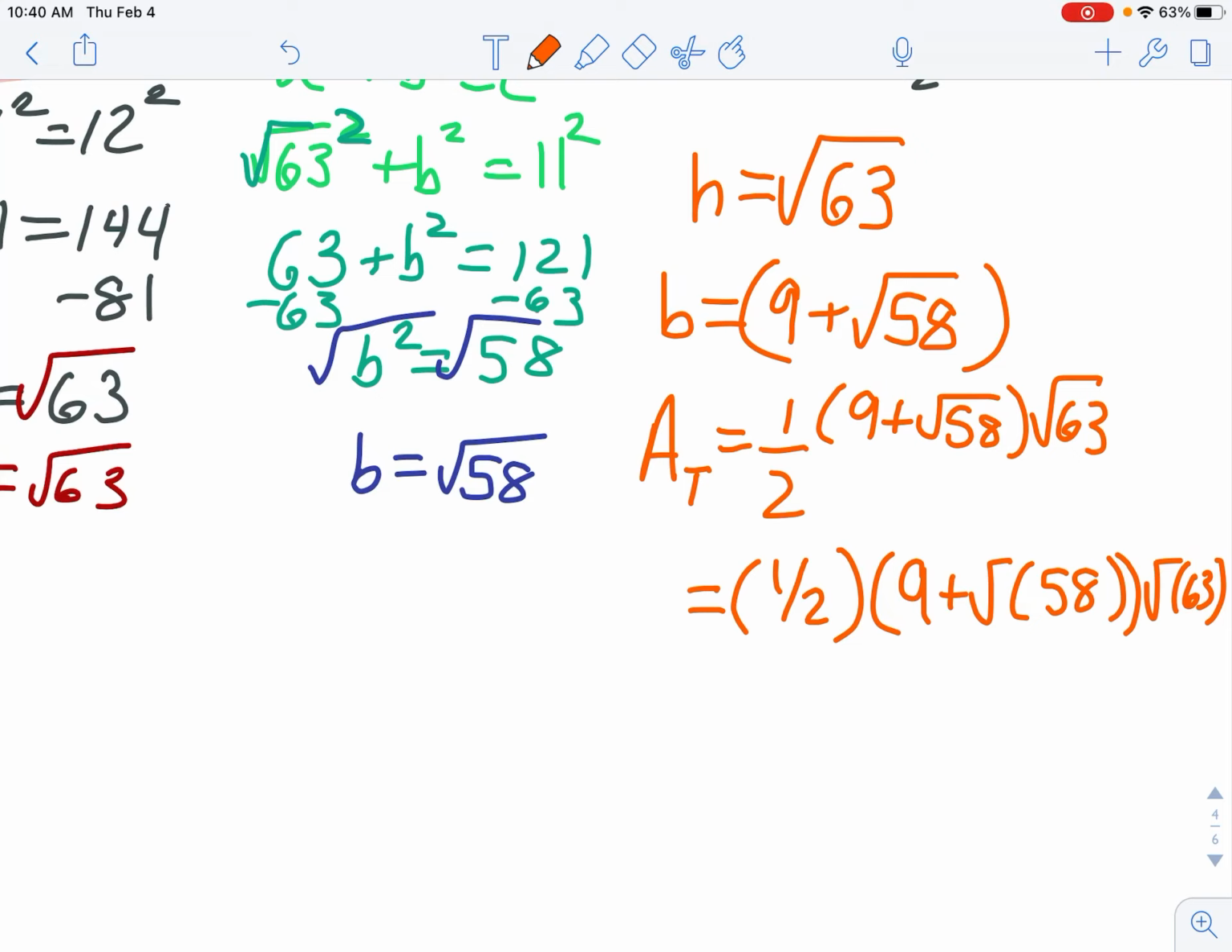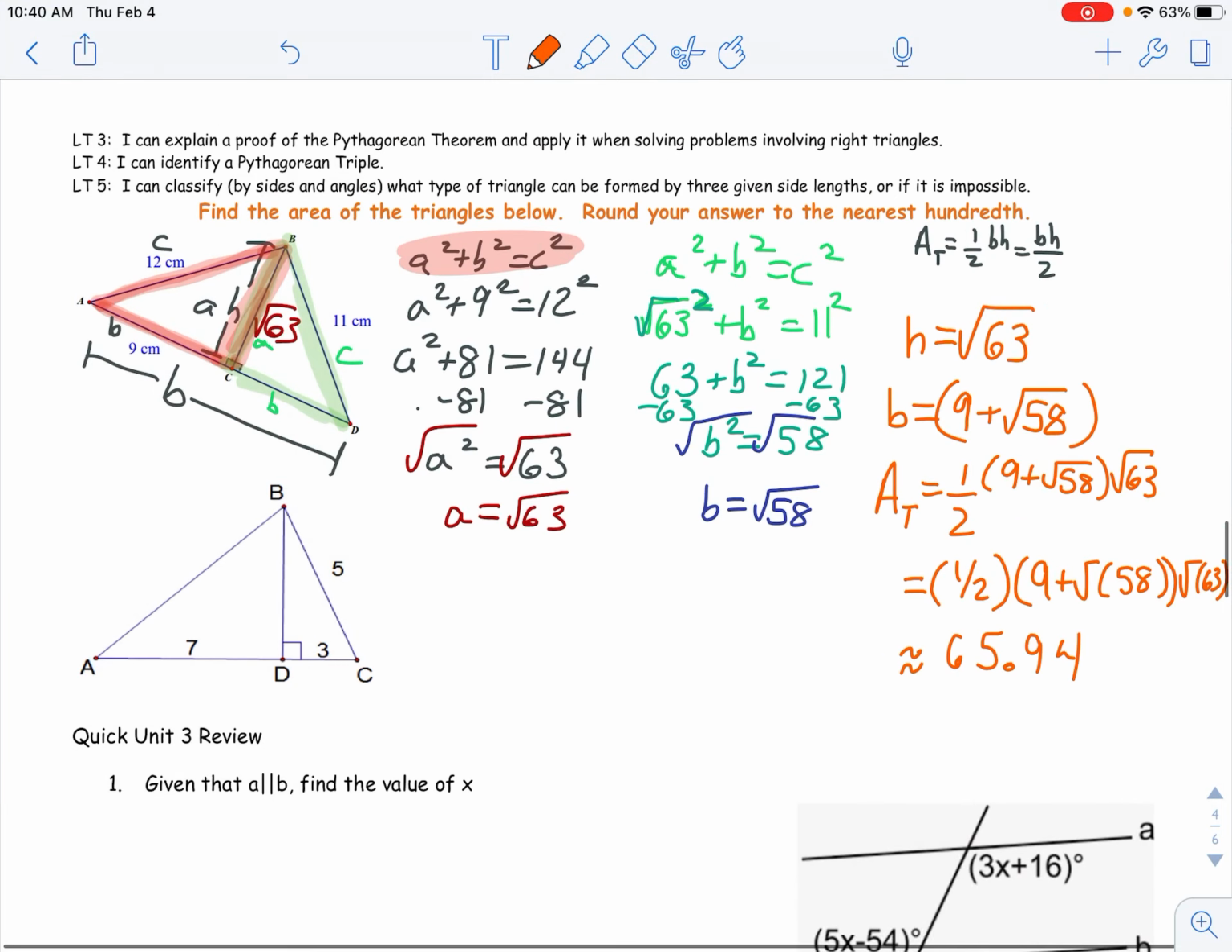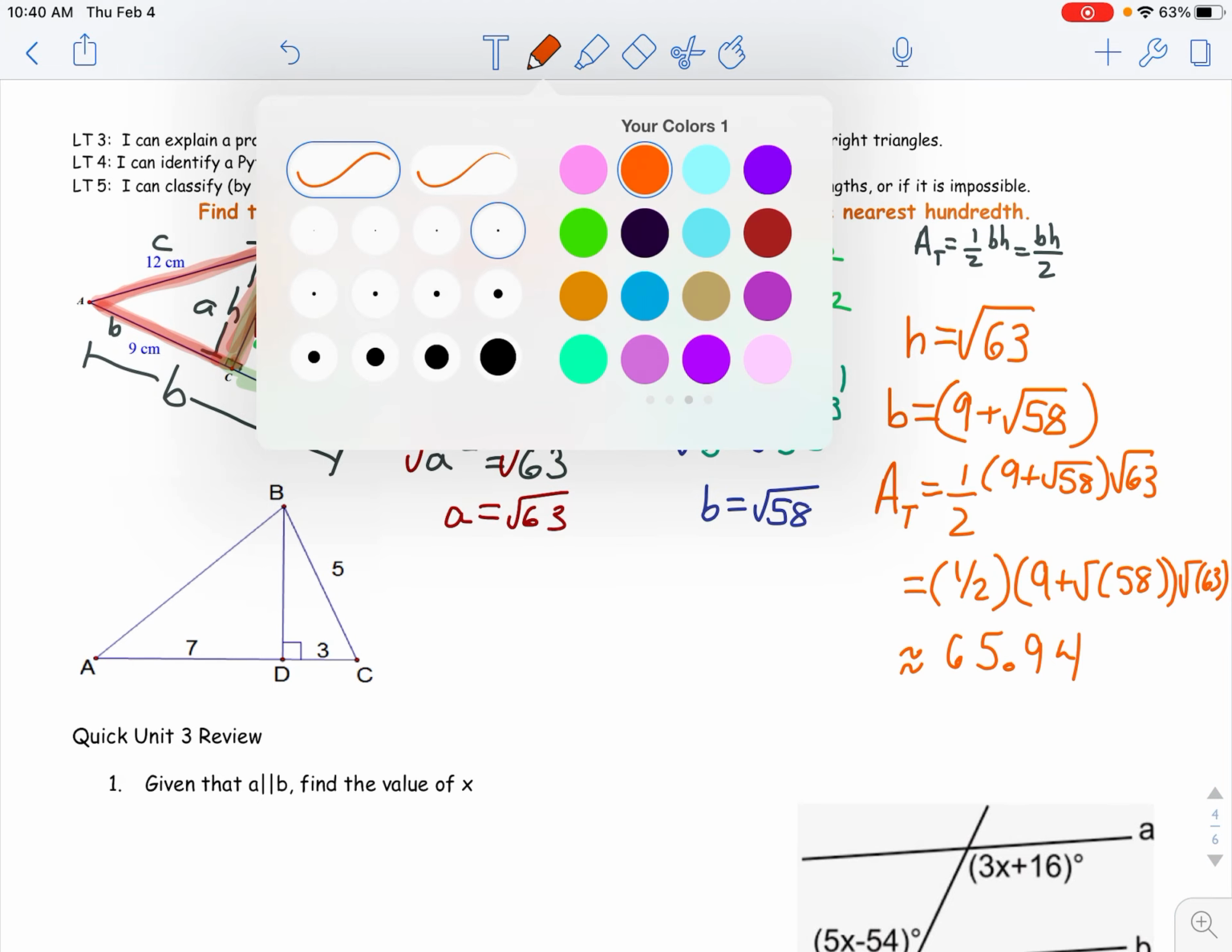If you can plug it in like this, you're going to avoid rounding errors, which is something we want to do as we progress in our math careers, and we have to be more exact about things. And then we're going to get about 65.94. All right, kind of a tough problem, but nonetheless.